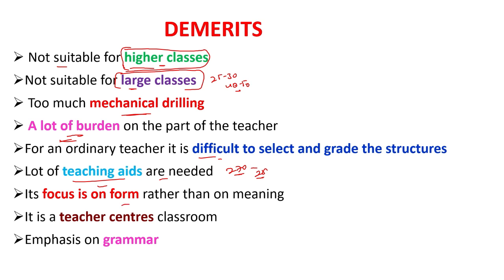Its focus is on form. Mainly they focus on form, not the meaning. Actually, we have to know the meaning first. As per the direct method, they focus on meaning only. They don't focus on form.